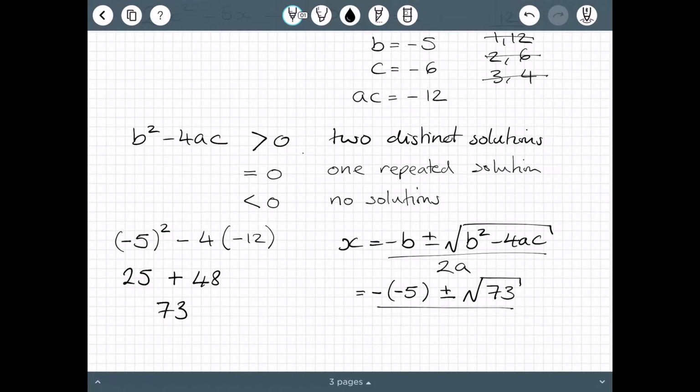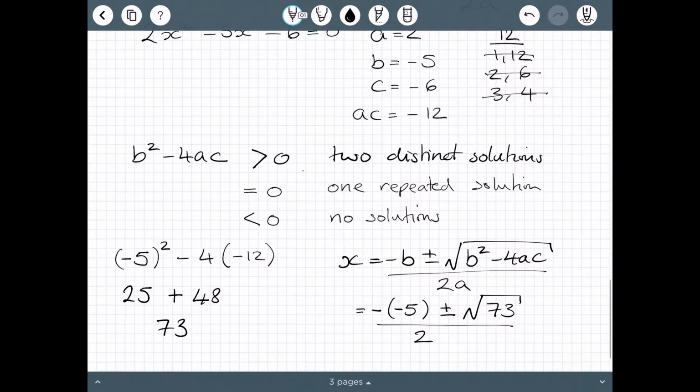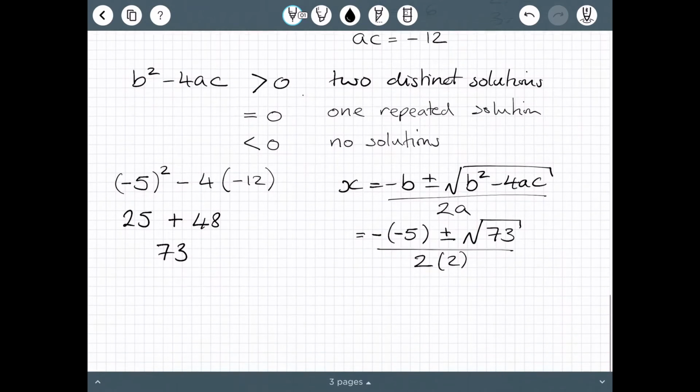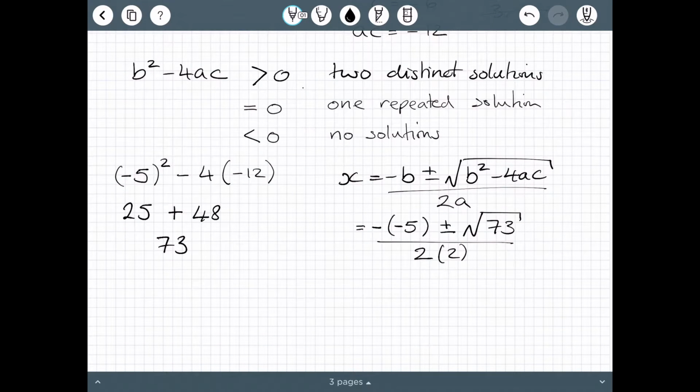And then it's all divided by 2 times a. If we scroll up a little, a was 2, so 2 times 2. So this is what you should be looking at before you begin to actually calculate things. Part of the reason I like to do the discriminant, the b squared minus 4ac, separately is that if you make a mistake, you haven't written out the formula. You've worked it out nice and separately on the left-hand side of the page, and it's very easy to fix any mistakes before you start working with the formula.